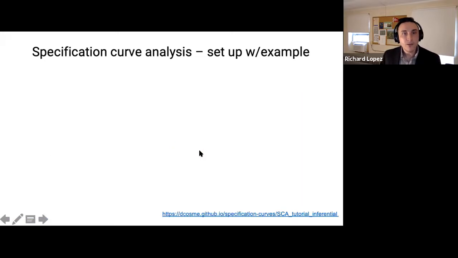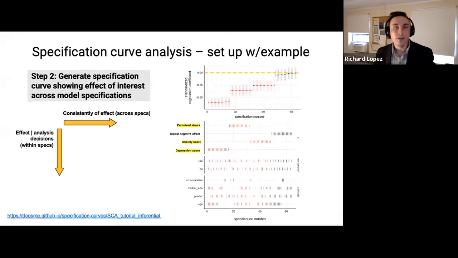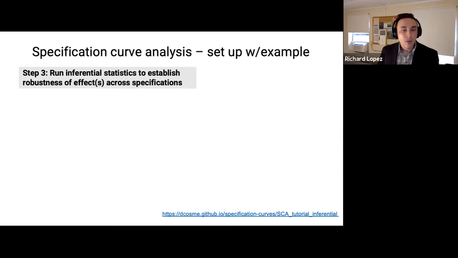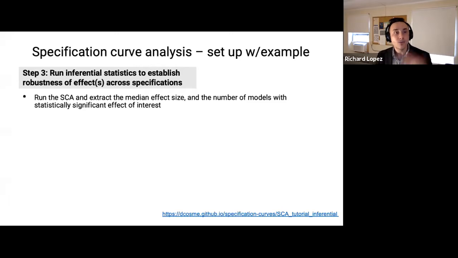But this was kind of qualitative. You can talk about the graph and the overall patterns, but how do we quantify this a little bit better? Well, that's where step 3 comes along. Here, there are different kinds of inferential statistics you can use, but again, not so much the traditional inferential stats. It's a slightly modified version with bootstrapping. So the idea is you run your SCA, you extract the median effect size, and the number of models with the statistically significant effect of interest. That's what I've showed you already.